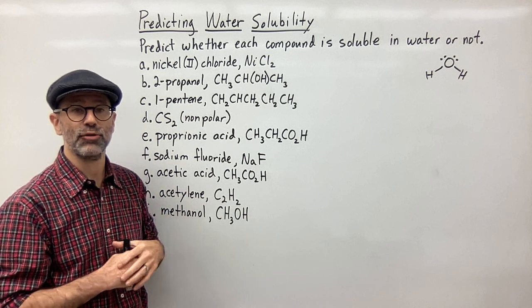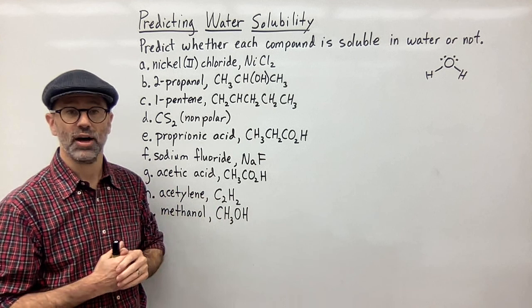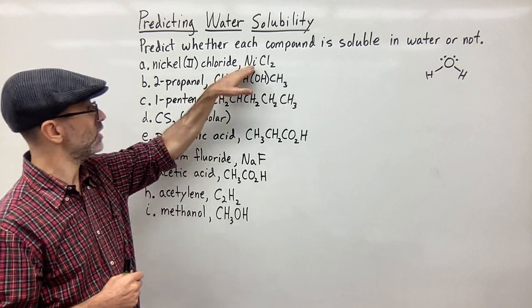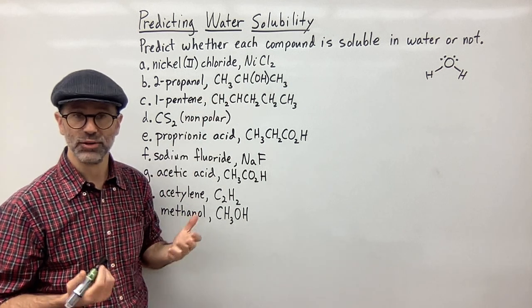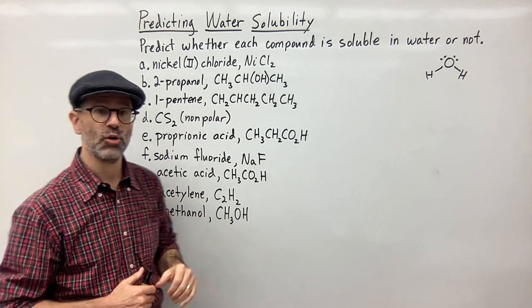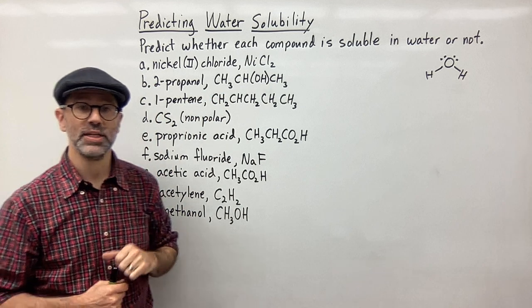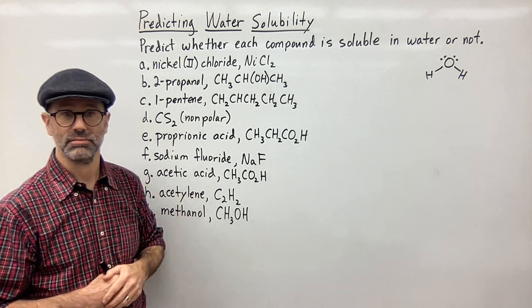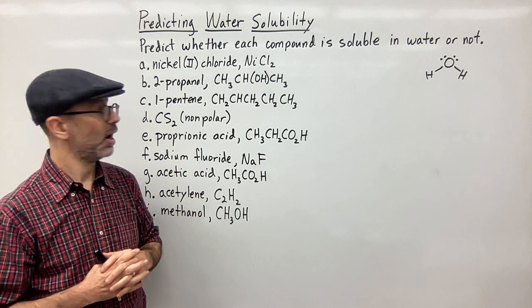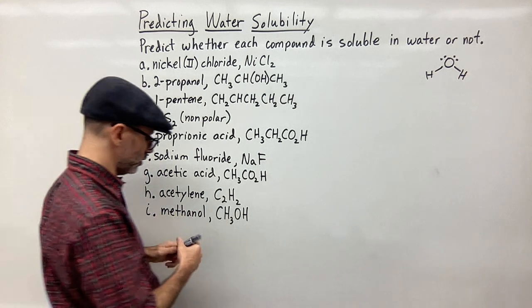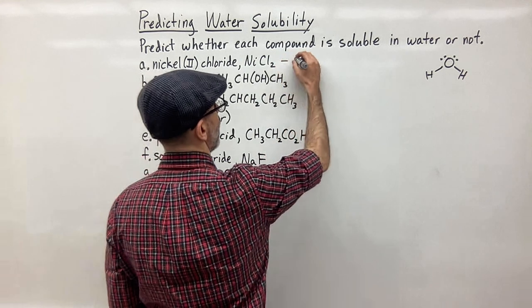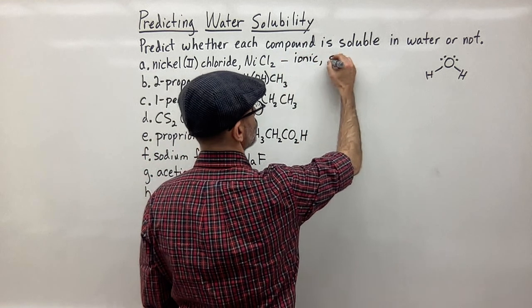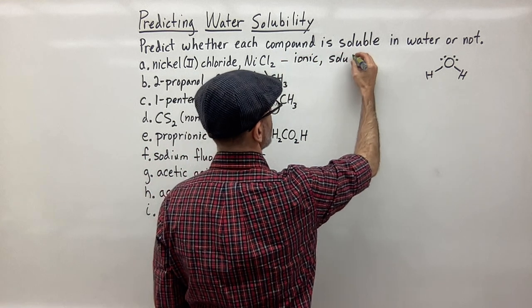Now, that's not true for all salts. There are a lot of salts that don't dissolve in water, but nickel chloride is not one of them. Chlorides will dissolve in water. So A, we would predict would be soluble in water, barring any other things that we need to keep in mind. It's ionic, so we would identify that as soluble.